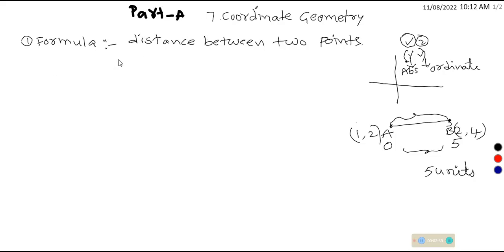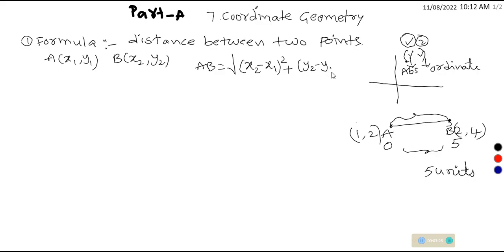Let us take D is equal to, so let us take 2 points, A x1 y1 and B x2 y2. Now the distance AB will become square root of x2 minus x1 whole square plus y2 minus y1 whole square. So this will be the distance between 2 points formula, okay.